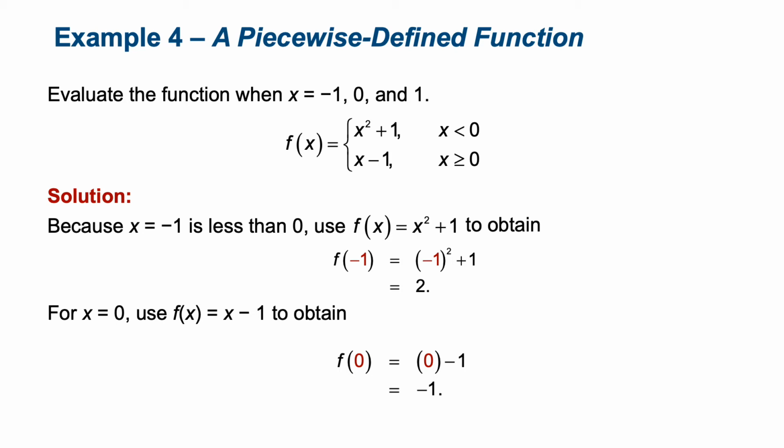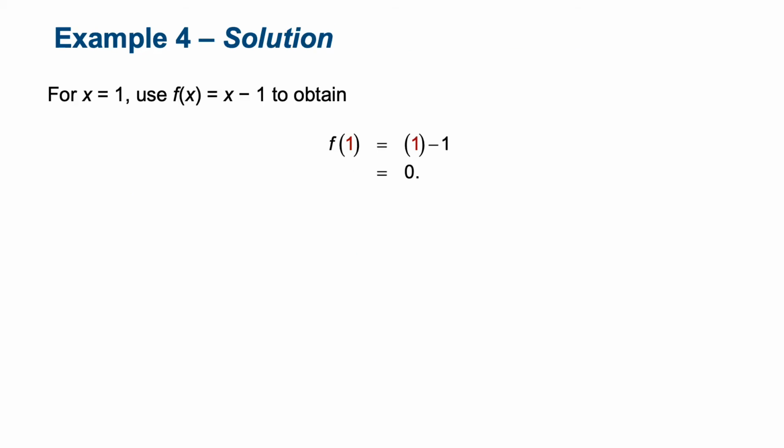If x was 0 or 1, I would use the bottom one, because they're both greater than or equal to 0. So I would use x minus 1. f of 0 is 0 minus 1, which is -1. And finally, for 1, you would plug it in and get 0.